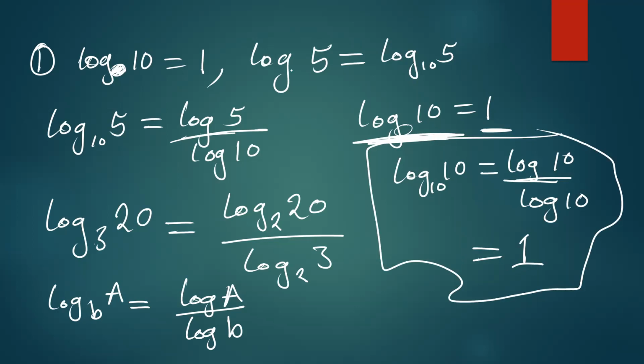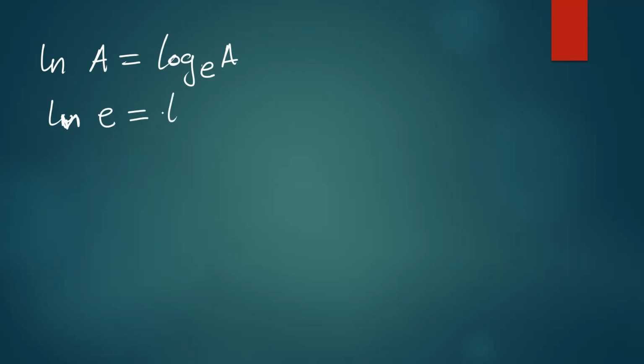The other rule that we're going to look at is ln. Remember I said ln A is simply the same as the logarithm of A base e. Now imagine if we say ln e. What is ln e? ln e is simply equal to 1. Why am I saying it's equal to 1? Let us look at this.